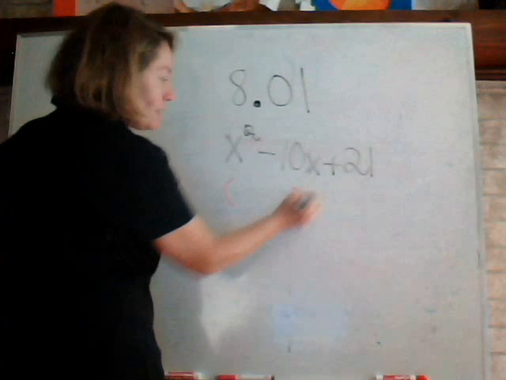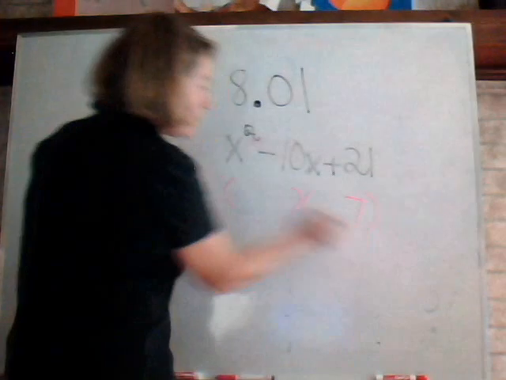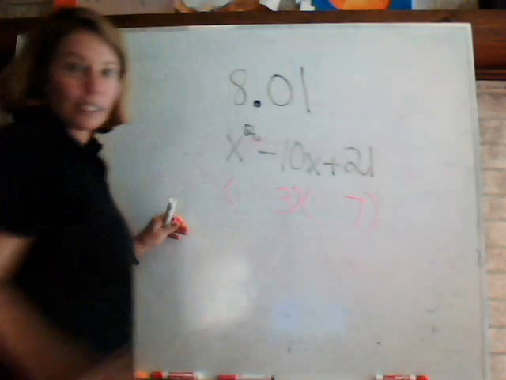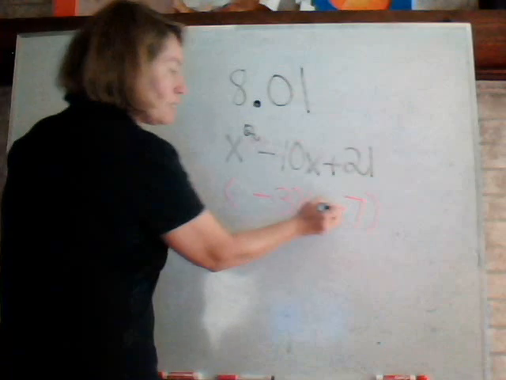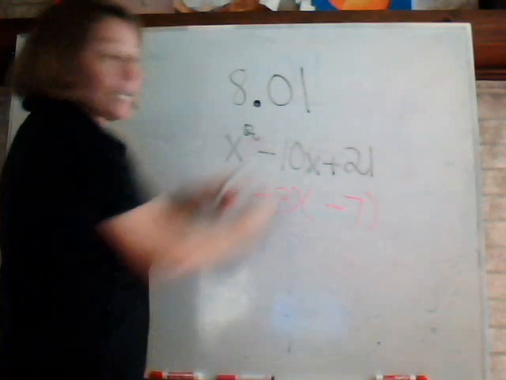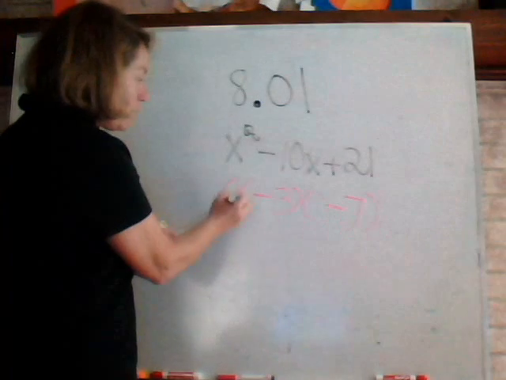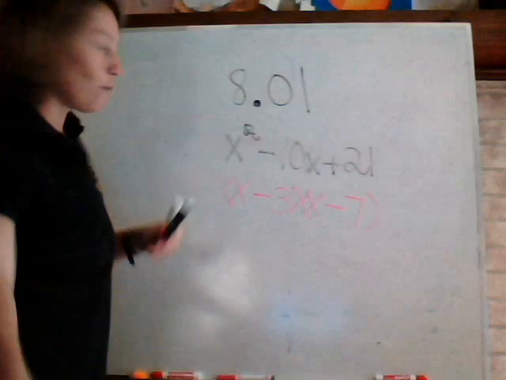You can pause and check, but the answer is 7 and 3, right? 7 and 3, and it's minus, minus, because they both have to be the same sign and they both have to add to negative 10. So it's (x minus 3)(x minus 7). So that's how that one factors.